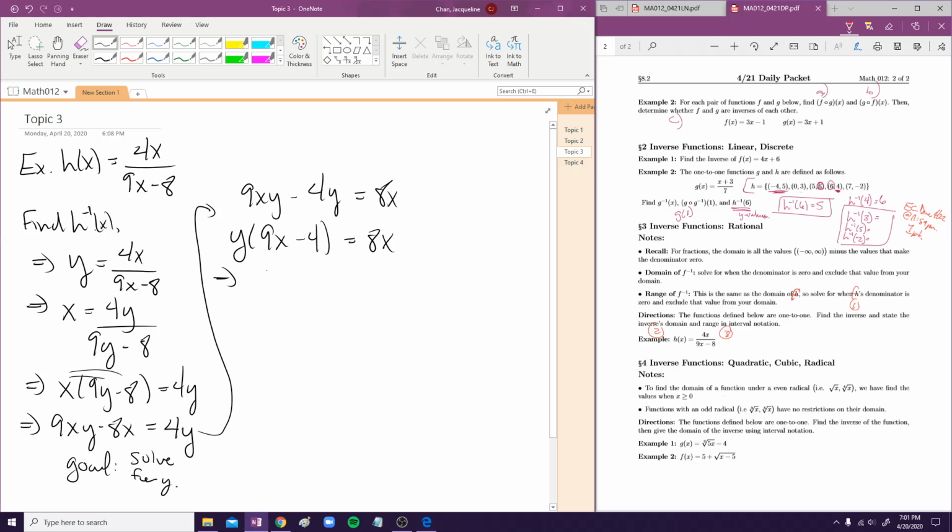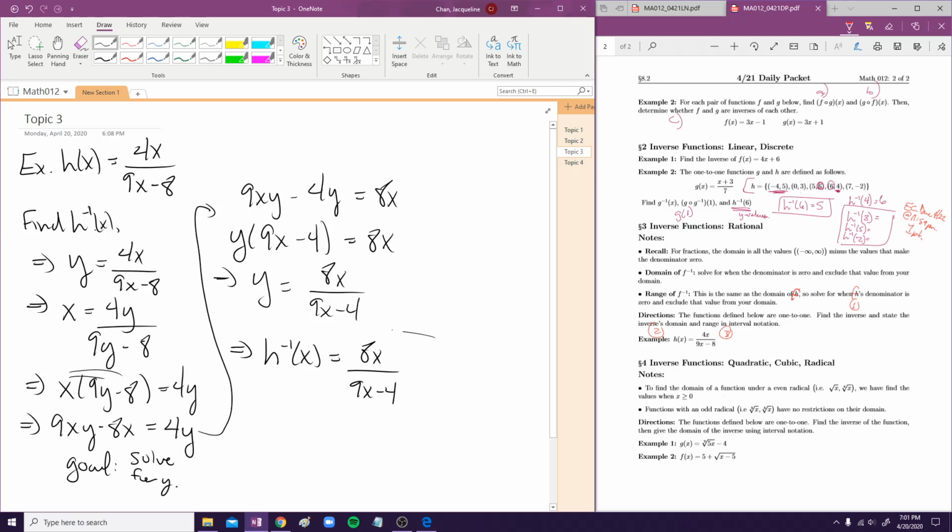Now we divide both sides by 9x minus 4, and so I get y is equal to 8x over 9x minus 4. Now don't forget, what are we looking for? We're looking for h inverse of x. We're not looking for y, we're looking for h inverse of x. So this just becomes h inverse of x equals 8x over 9x minus 4.